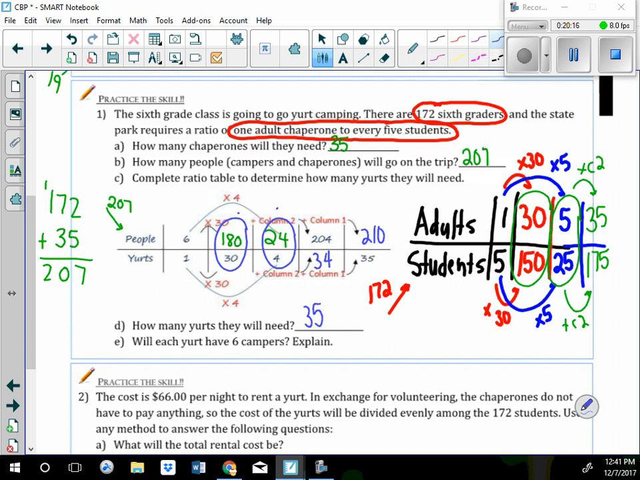Okay? And it says, will each yurt have 6 campers? Will each yurt have 6 campers? No. Here's one that has 2. Okay. One will have only 3. Won't they have like 5 campers and 1 chaperone? What do you mean? 5 campers to have. Oh, never mind. I thought it was. They said campers there. Right. I'm glad that you're reading your question so carefully.